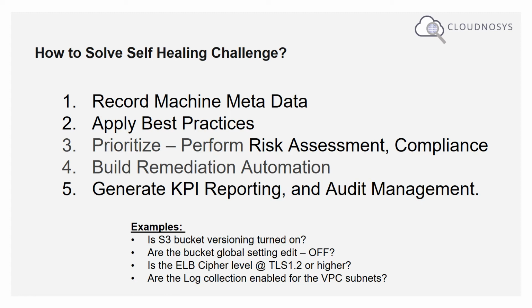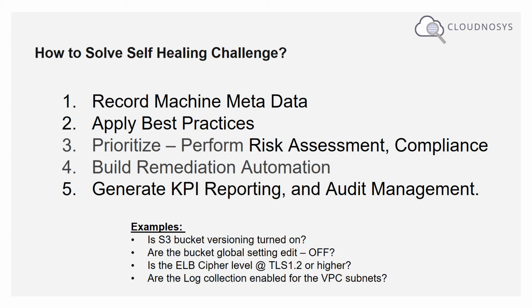So number 1, record machine metadata. Okay, and you must be saying, well, what is that? Which I'll get into in great detail. And number 2 is apply best practices. And again, what are the best practices? We'll talk about that. And number 3, prioritize, right? So we said there are too many alerts, too many things going on. How do we focus on the most important thing? And how do we identify what's important?